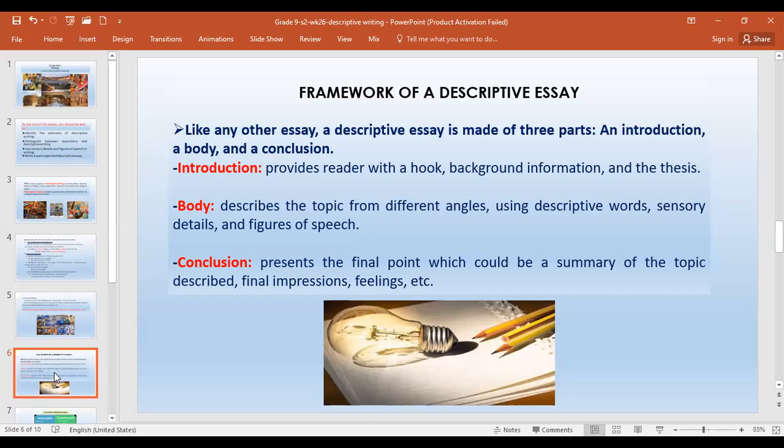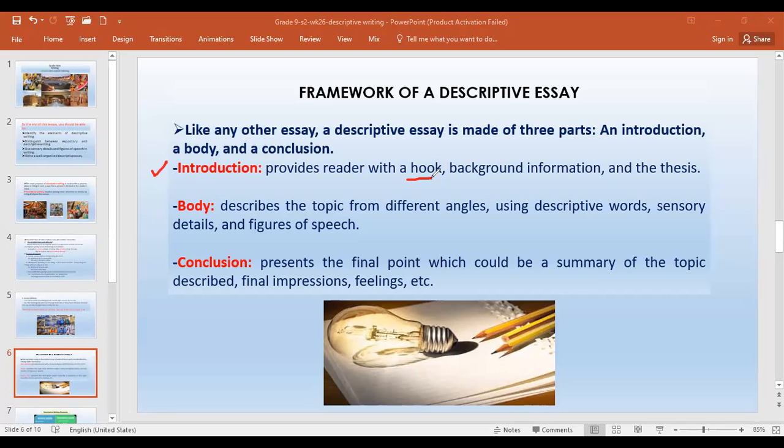Okay. Reem, would you please read? Yes, miss. Like any other essay, a descriptive essay is made of three parts: an introduction, a body, and a conclusion. Introduction provides readers with a hook, background information, and the thesis. Okay, Reem, like any other introduction, we need a hook. What's a hook?